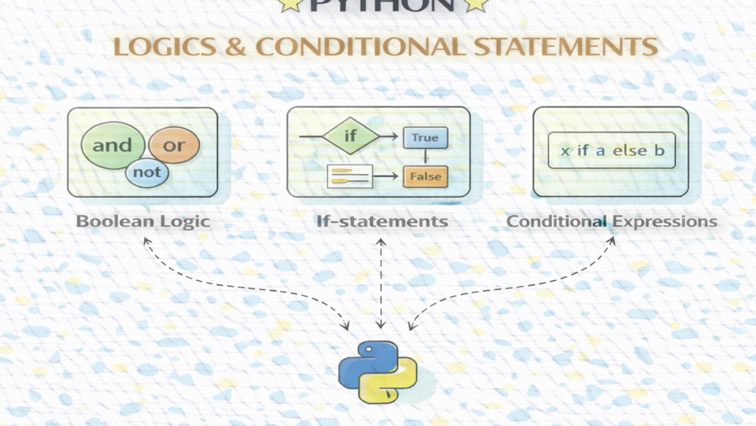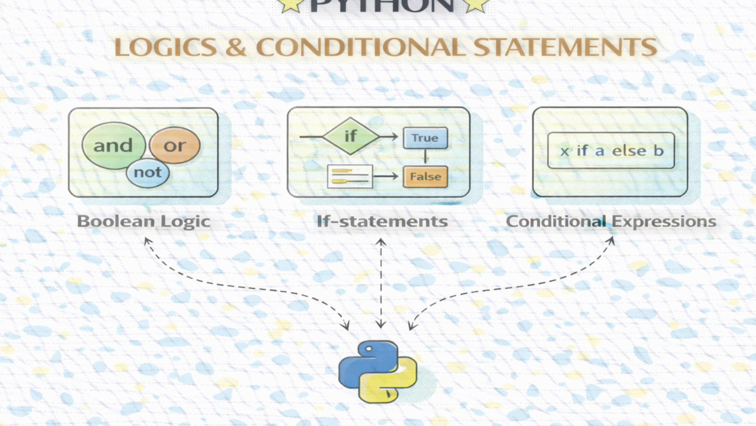If the if condition turns out to be false, the program doesn't just skip ahead. It automatically jumps down and runs the code inside the else block. So one of those two blocks is guaranteed to run. It's one or the other. Always. Mutually exclusive.